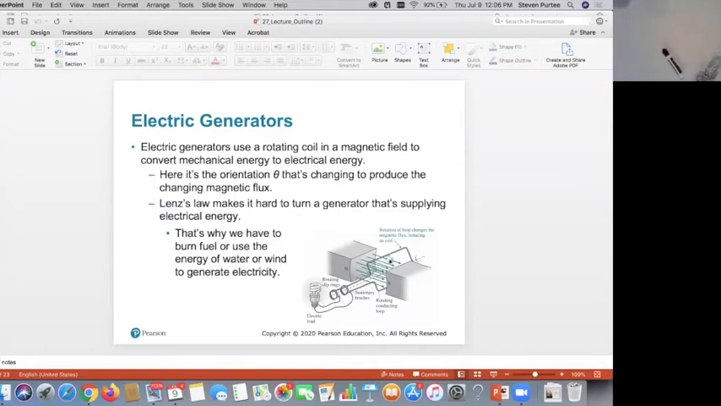And the reason this does this is we have a changing flux through this loop. We talked about this last time. Remember, flux is B times A times the cosine of the angle between B and the normal vector. So if your normal vector is always changing, your angle is always changing. So we have a changing flux that creates a current.